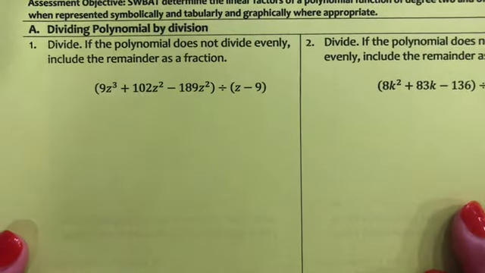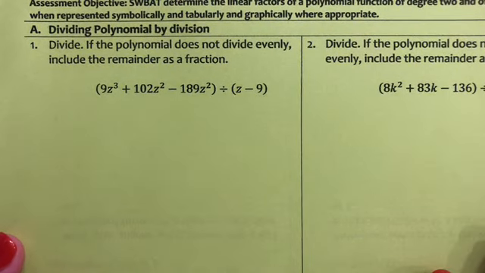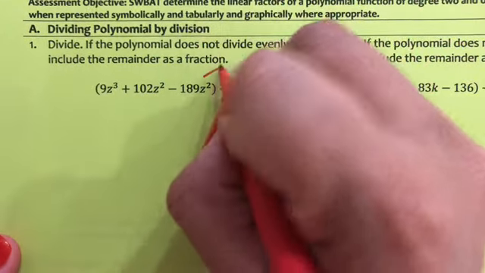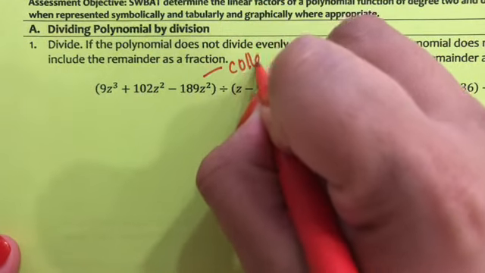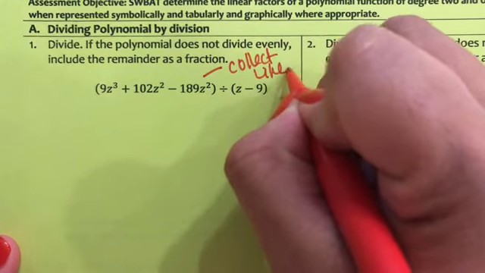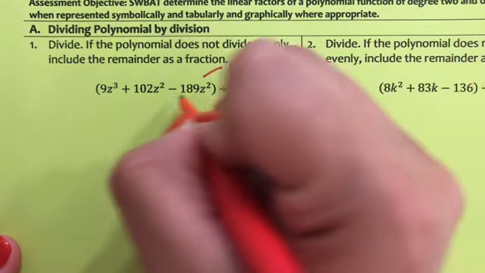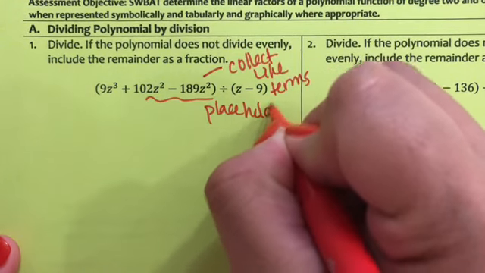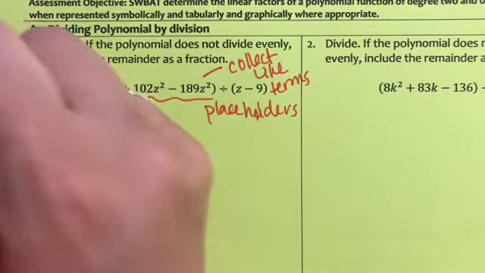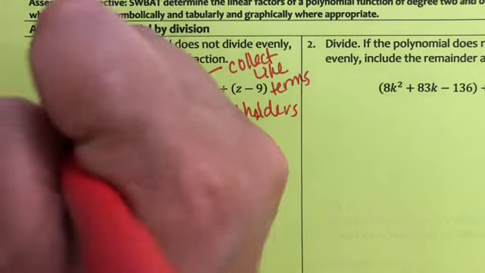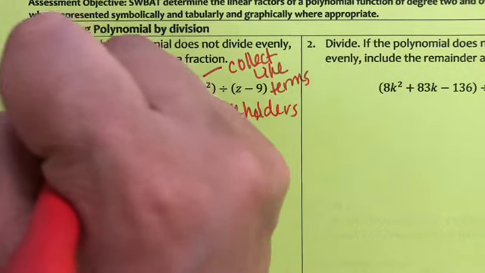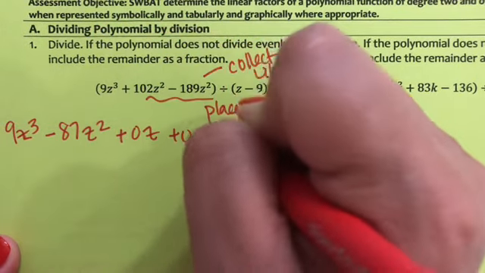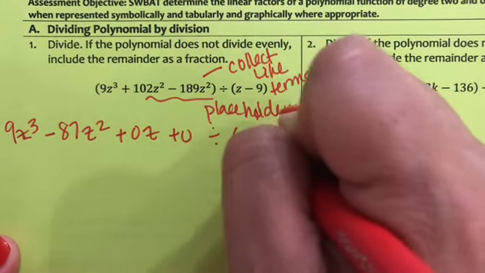All right, good morning. We're going to go ahead and have our first one of the test review. So you want to collect like terms, and then we want to do placeholders. So let's rewrite this: 9z to the third minus 87z squared plus 0z plus 0, divided by z minus 9.